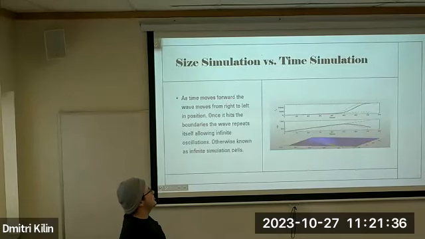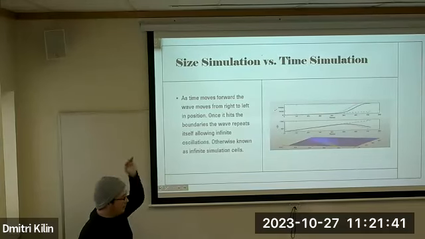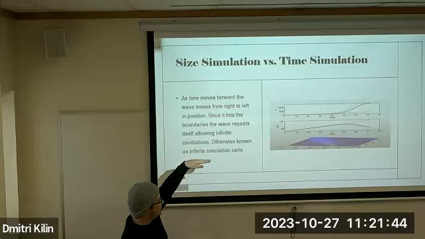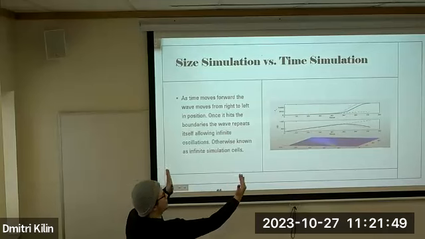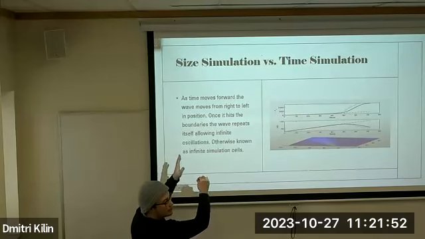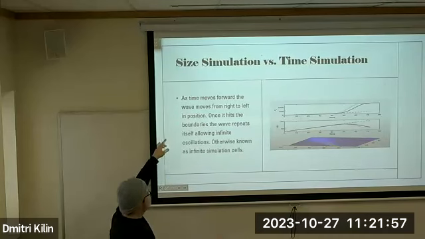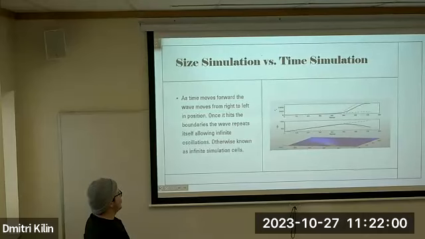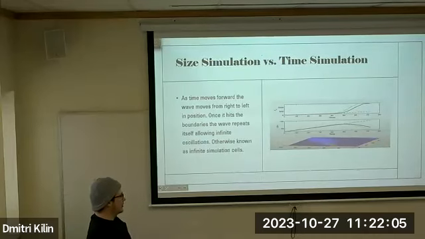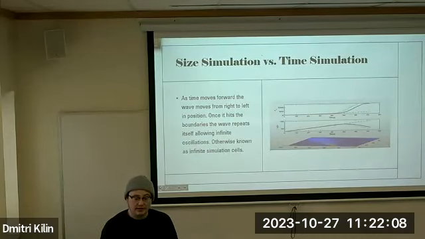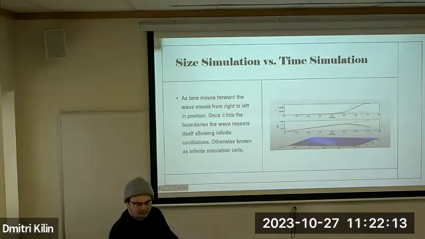Here for size simulation versus time simulation, when the wave function starts with momentum, it moves through its simulation, and then once it hits the boundaries, like in the graph shown, it will repeat on the end because it gives off infinite oscillations. So as time moves forward, the wave moves from right to left in position. Once it hits the boundaries, the wave repeats itself, allowing infinite oscillations, otherwise known as infinite simulation cells. So it kind of repeats itself in a circle, if you think about it that way.